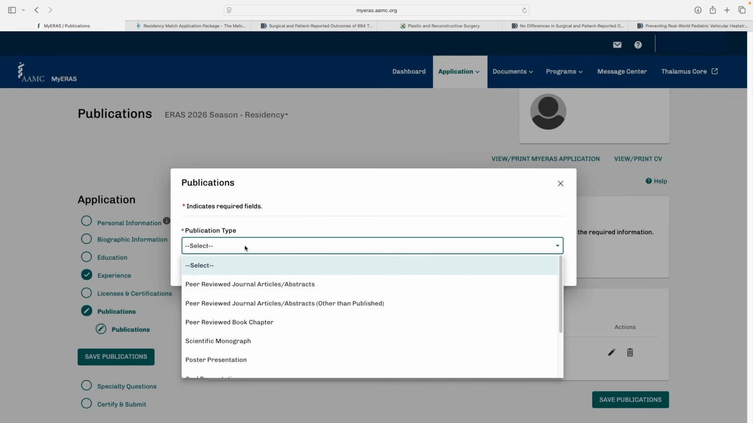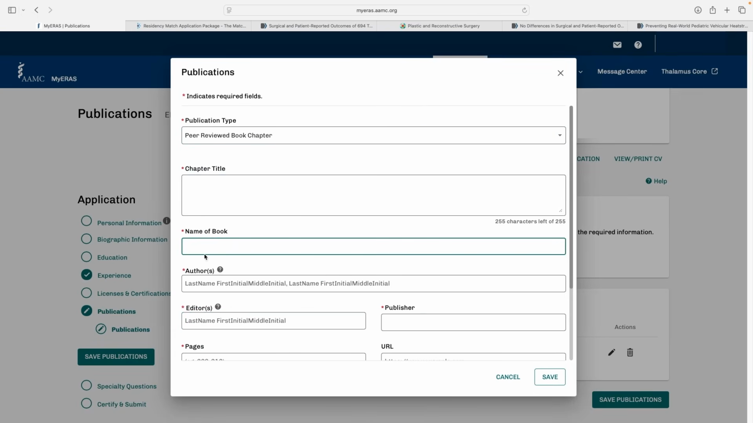Now let's go to another publication type, the peer-reviewed book chapter. Here you can put the name of the book, and here you can put the title of the chapter you contributed to, because most of the time you're not writing the whole book, you're writing a chapter in that book.